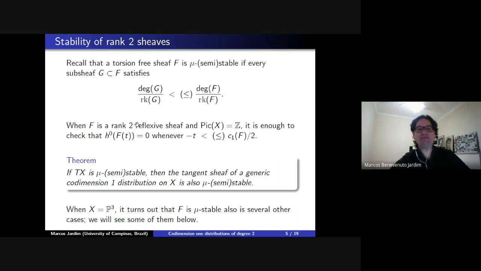And when F is a rank 2 reflexive sheaf, and the Picard group of X is Z, which are the hypotheses that we are working with today, right? The fact that X has dimension 3 means that the kernel sheaf will be a rank 2 sheaf. And we're also assuming that the Picard group is Z, so the Picard rank is 1. So it's actually enough to check whether it has no global sections when T is sufficiently large, when minus T is smaller than this number here.